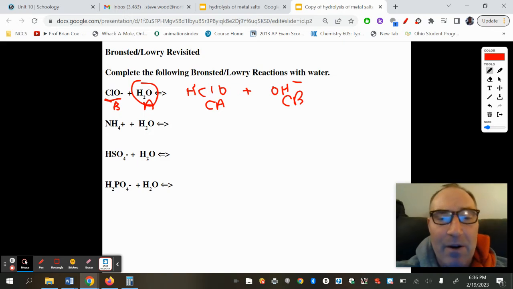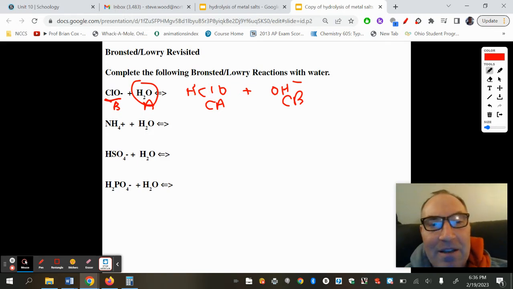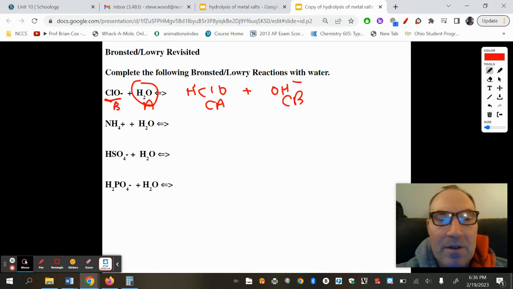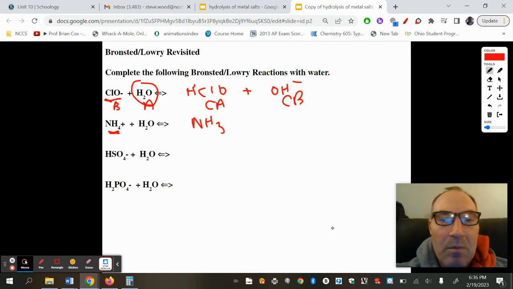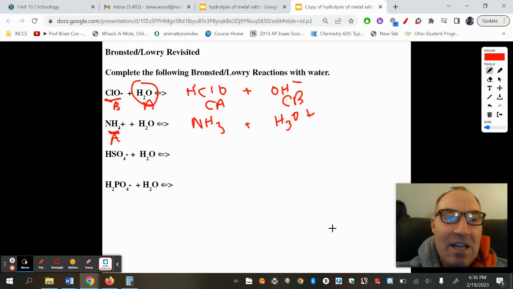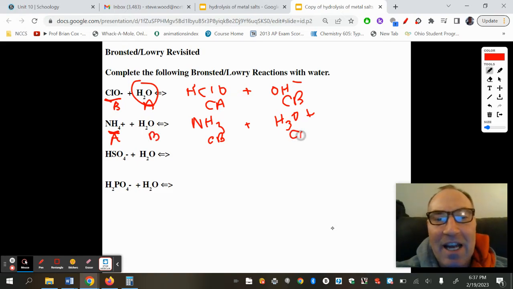So this is like for the very first day when we did acid-base definitions. That's how we were able to figure this out. Okay, so on this next one, you can see that this guy has an extra H, so we're going to get NH3 plus, and it's going to get H3O plus. And so this is acting as an acid. This would be acting as its conjugate base. This would be a base, and this would be its conjugate acid.